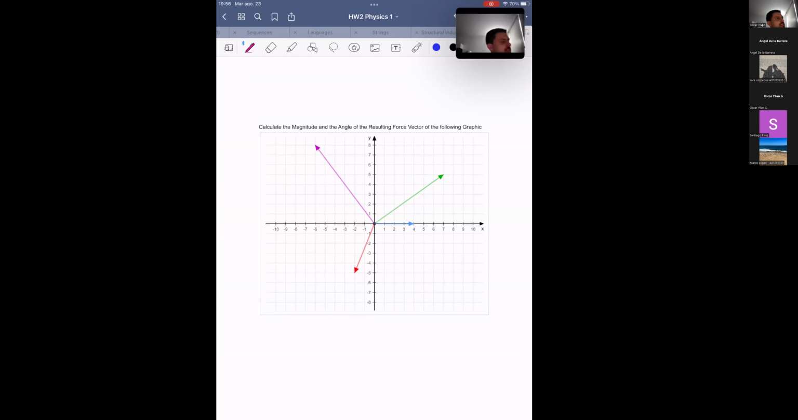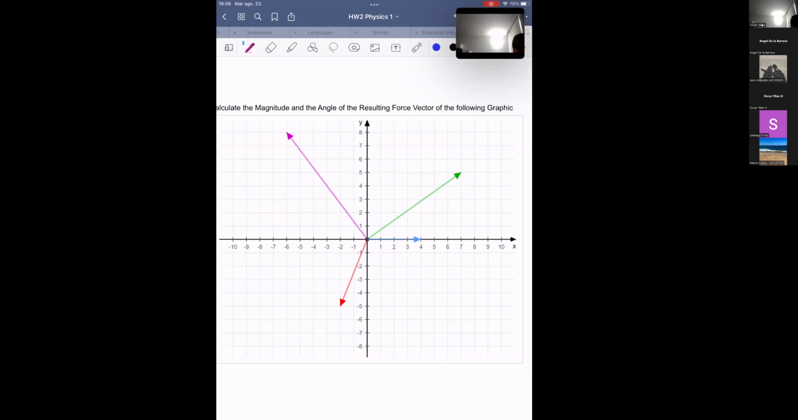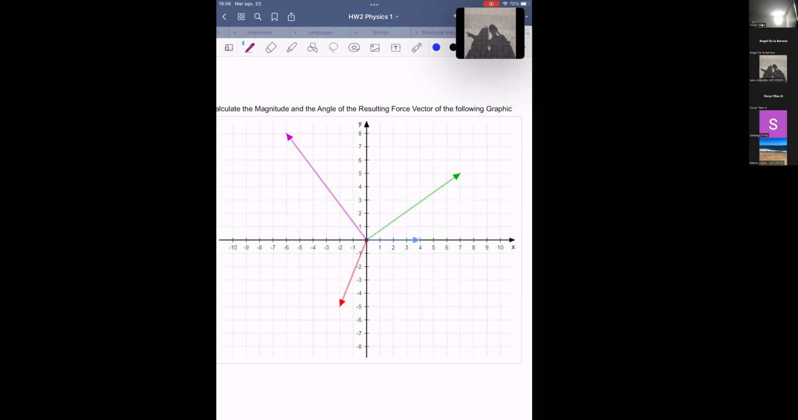This one? Yes. Okay. When you have something like this, you have to think that it has numbers on the axis. For the blue vector, the x component is going to be 4, right? And the y component is going to be, what's the y component going to be?